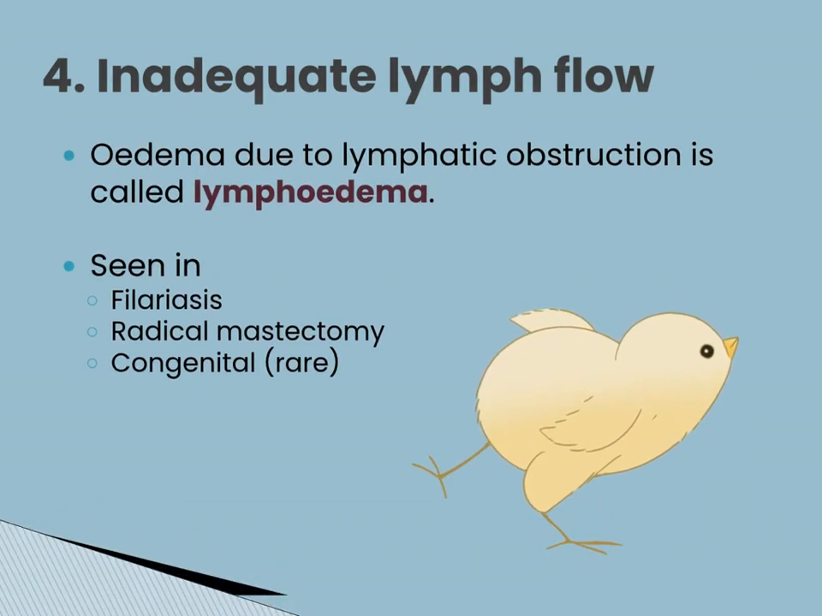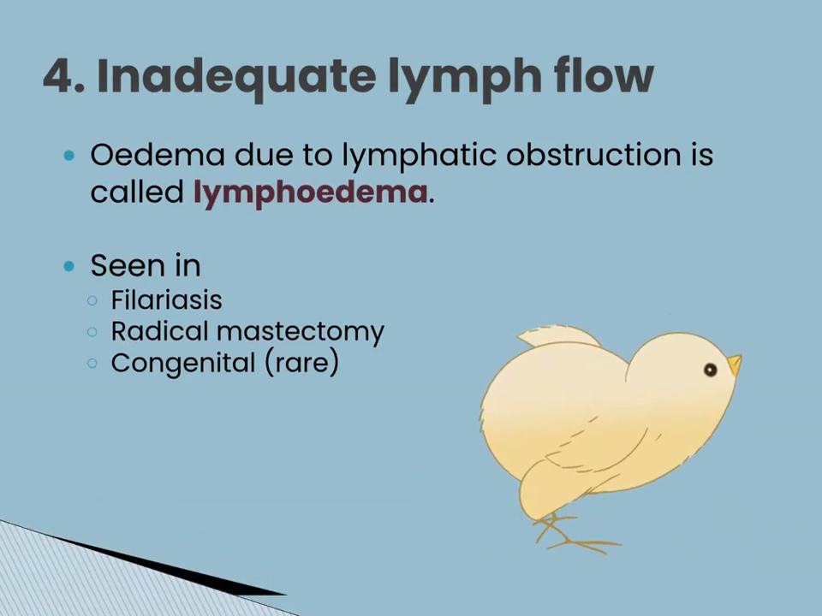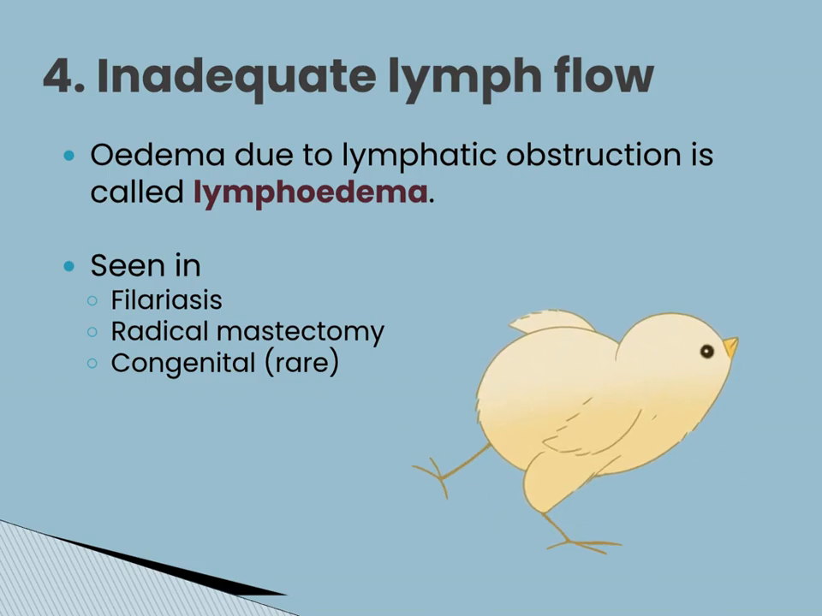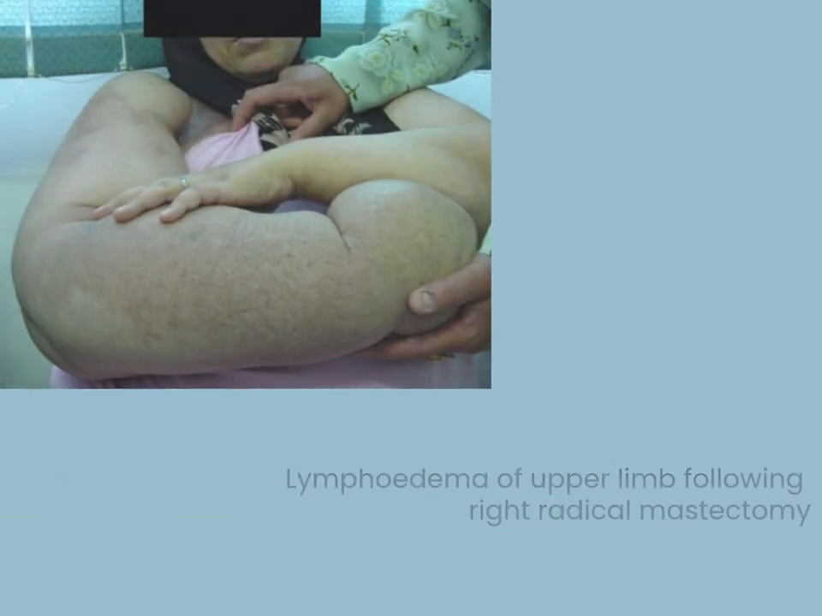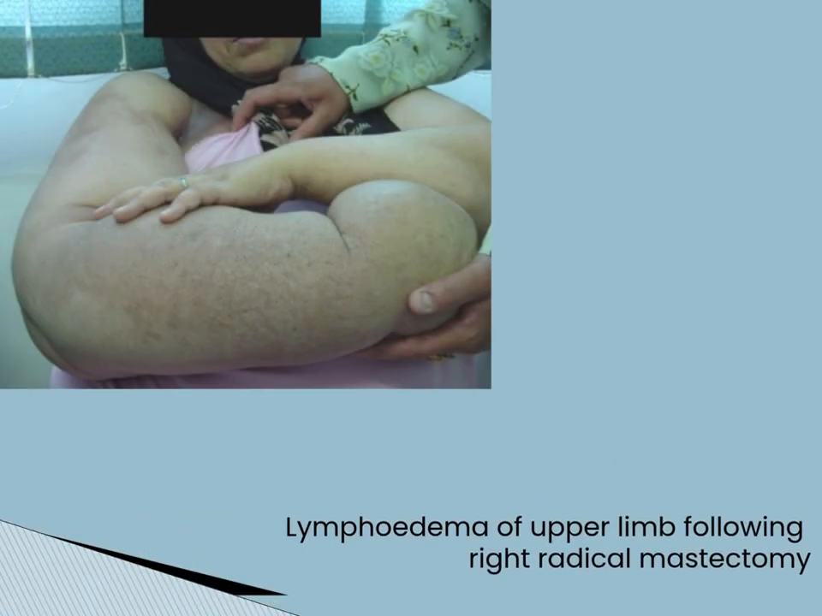Edema due to lymphatic obstruction is called lymphedema. Seen in filariasis, radical mastectomy, congenital, rare. Look at these pictures. Lymphedema of upper limb following right radical mastectomy.